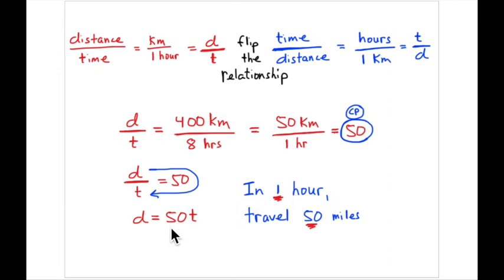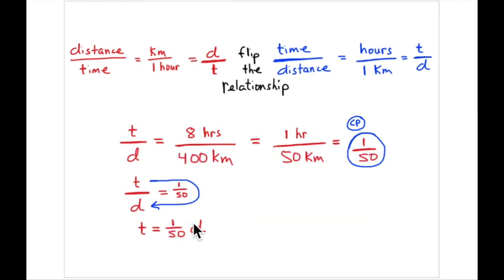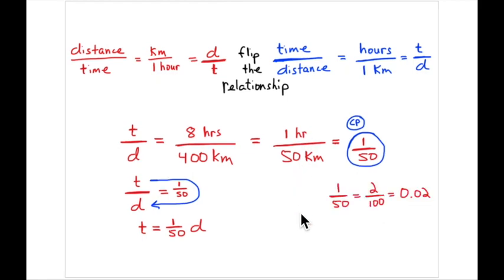Distance equals 50 times the amount of time that you've traveled. So 50 times 1 hour, 50 times 2 hours, etc. And the second equation is the time is 1/50th the distance traveled. So if you travel for 1 kilometer, it's 1/50th of an hour. 2 kilometers is going to be 2/50ths of an hour. 50 kilometers is going to take 1 hour, 50/50ths. So it travels 50 kilometers in 1 hour, 1 hour per 50 kilometers.